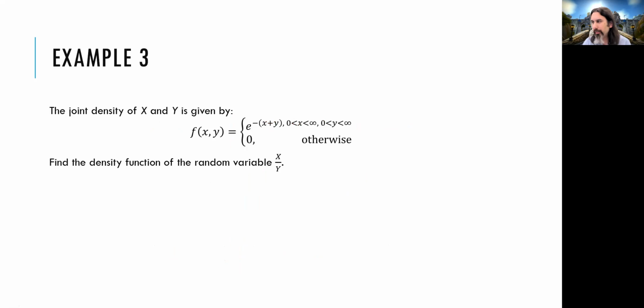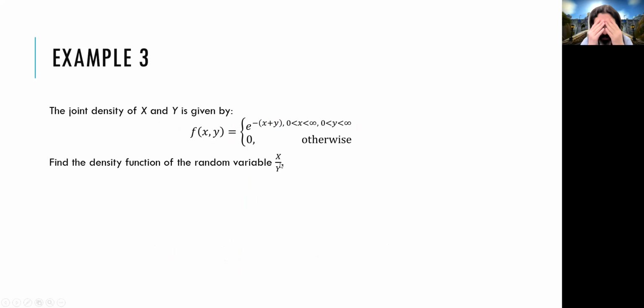Another example. Now, this is a bit more symmetric because x and y values are here together at the same time. They don't have any different constants or anything else, and both x and y are between 0 and infinity. But the question being asked is, find the density function of the random variable x over y.